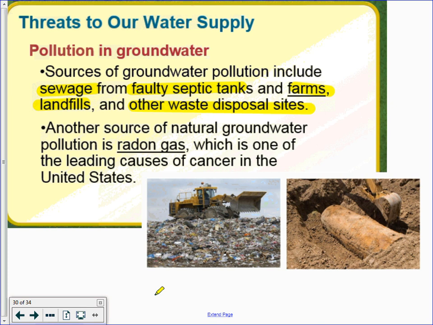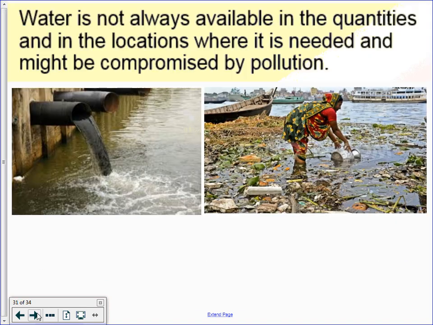Now, there are natural pollutions. Radon gas is the leading cause of natural-born cancers, not man-made cancers, in the world. So radon is a natural gas that occurs in the ground. It's a type of radioactive decay of rocks. You can't stop radon from happening. And if a large pocket of it comes in contact with groundwater, that's pollution. People didn't do it, nature did it, but still. So there's a lot of ways that groundwater can become polluted.